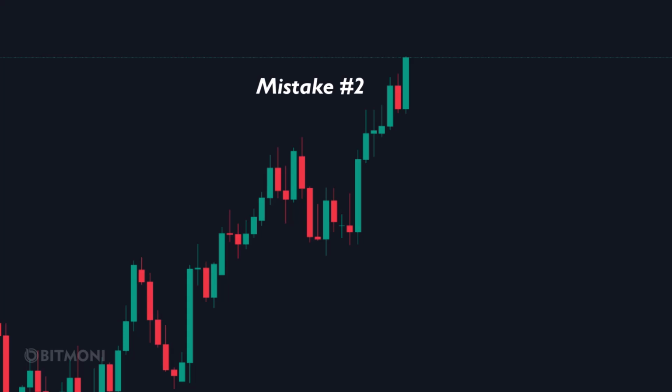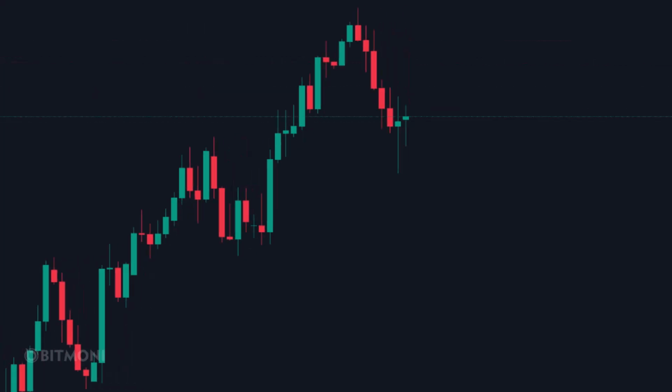Mistake number 2. On some occasions, a 3-bar pattern may form after the price had already made a sharp movement in a short period of time, like in this example. So this is generally not an ideal setup to enter long positions, because quick sharp movements like these are generally not sustainable and will result in a pullback.